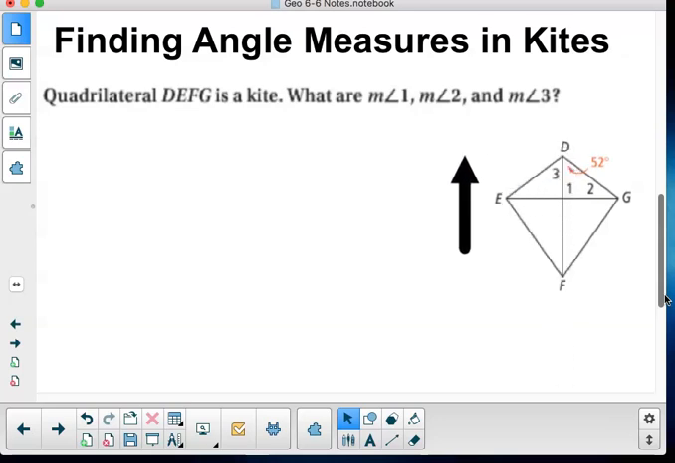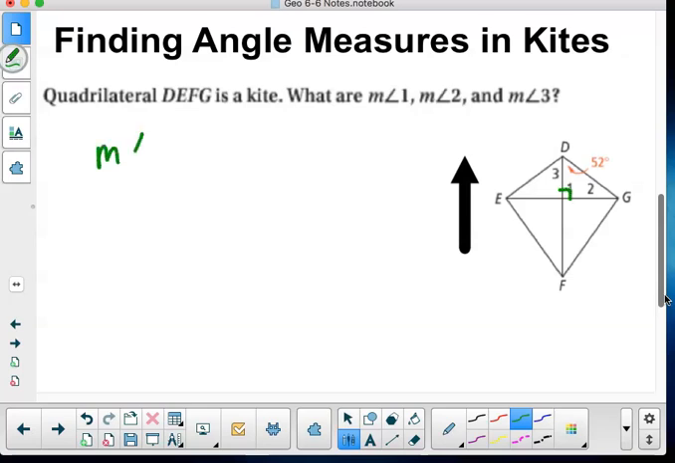So when I'm worrying about this, I know that angle 1 is a right angle. So the measure of angle 1 is equal to 90 degrees. I also further know, since this angle is 52, this angle is also 52 because of the mirror line. This cuts this kite in half. And keep in mind, this side and this side are the same. This side and this side are the same.